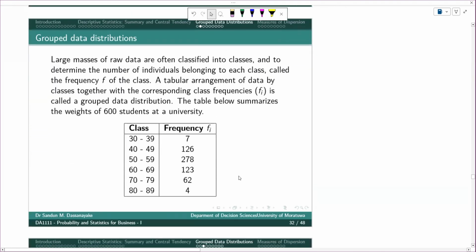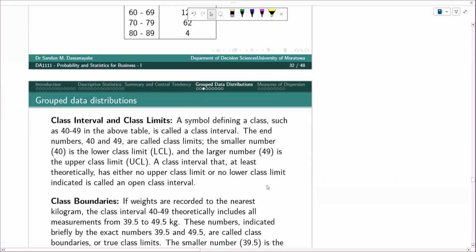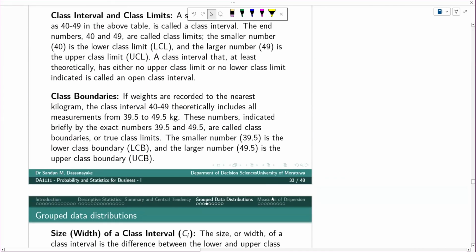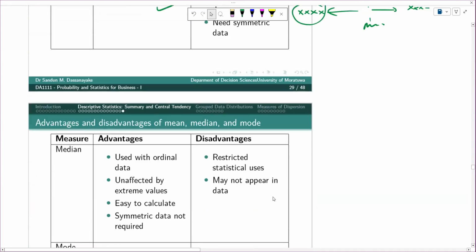We'll come to grouped data distributions with the grouped frequency charts and all those things in the next lecture. And I hope by that time I can ask to conduct some tutorials on this particular area, all the way up to covering the descriptive statistics parts about central tendency and the summary. Then we'll go to grouped data distribution and measures of dispersion quickly. Then we'll talk about inferential statistics afterwards.